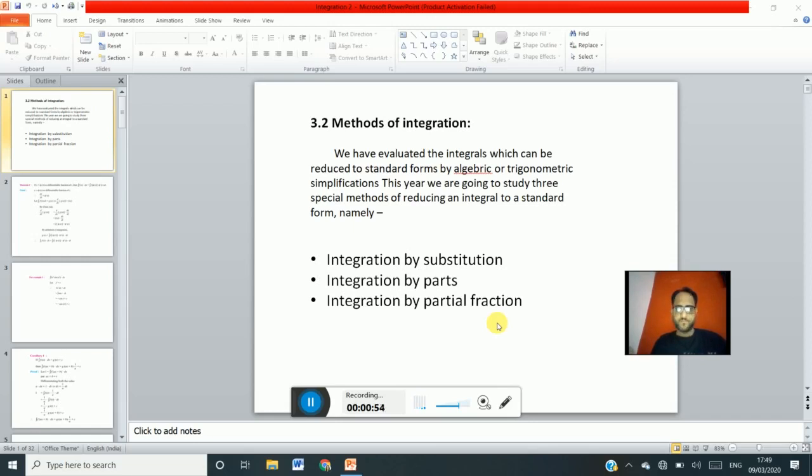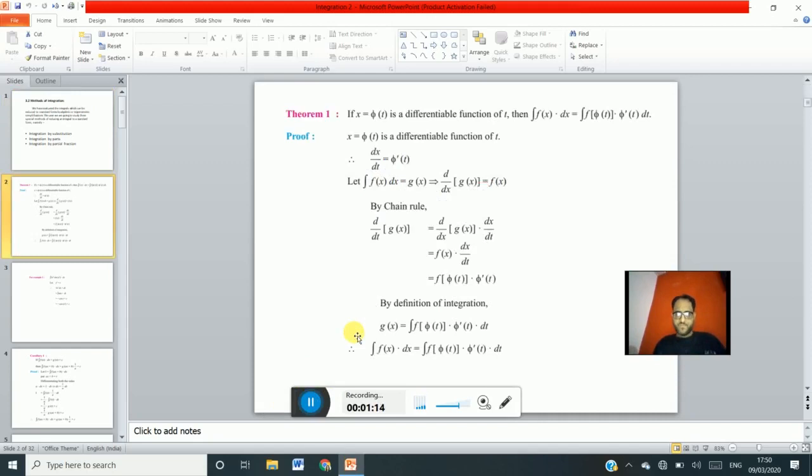But so here we start the first type, and before going to start the integration by substitution we have to prove the theorem. So open your textbook and see the theorem. Okay, see the theorem. This is a statement of theorem.